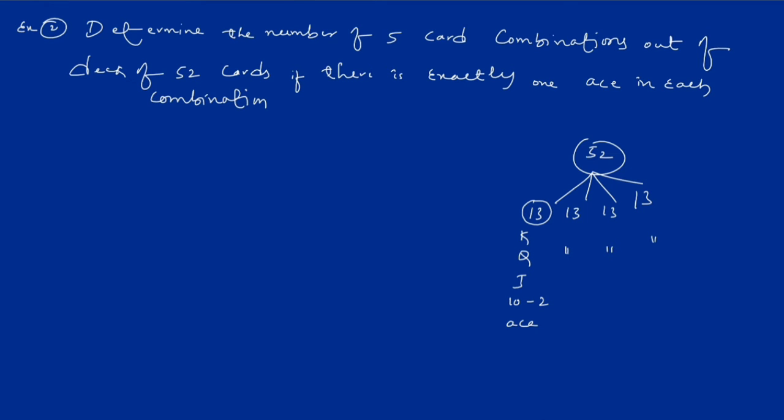So the question is here, determine the number of 5 card combinations out of a deck of 52 cards if there is exactly one ace in each combination, they are asking. What we have to determine here is 5 card combinations out of a 52 deck of cards, right? So let's see the solution.